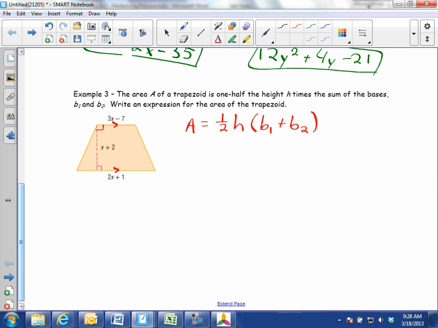Okay, so we're going to plug everything into our new formula. We're going to have half times the height. What's the height? x plus 2. Okay, times base 1 plus base 2. So 3x minus 7 plus 2x plus 1. Okay, thinking order of operations, what are you going to do first? Parentheses. Okay, what do you mean?